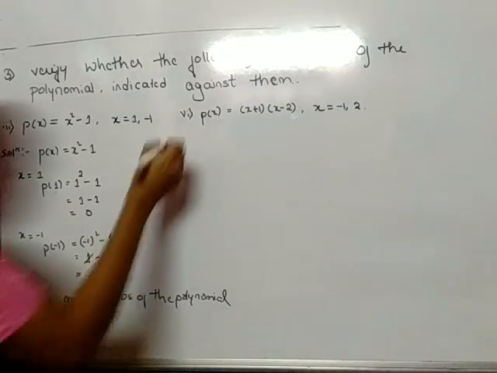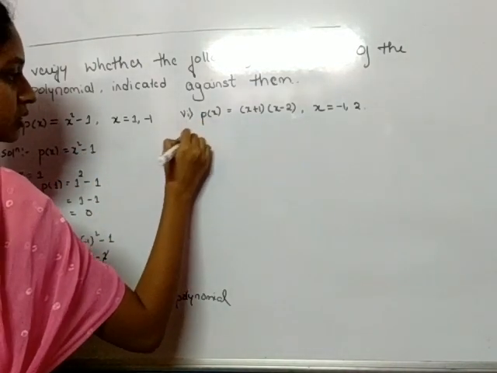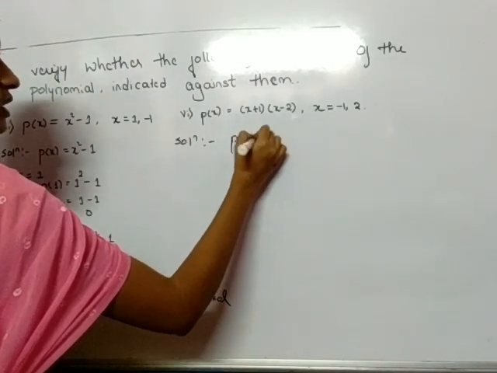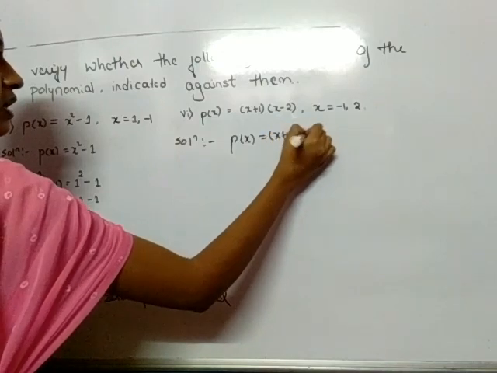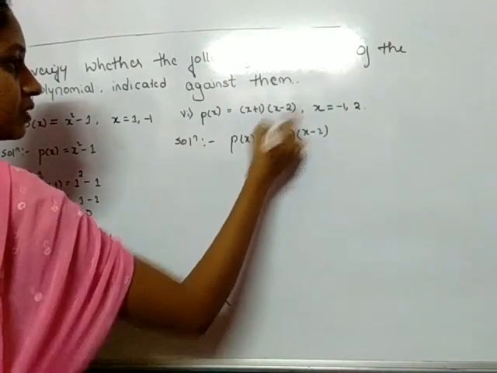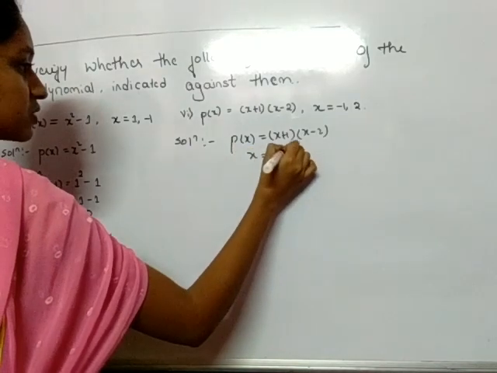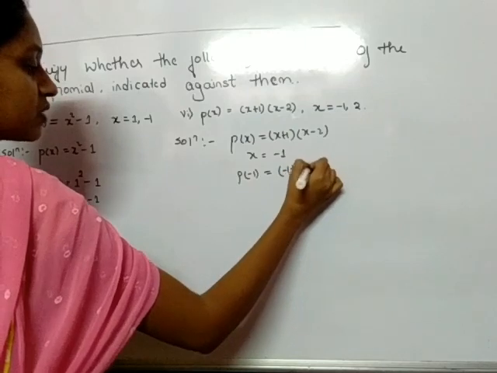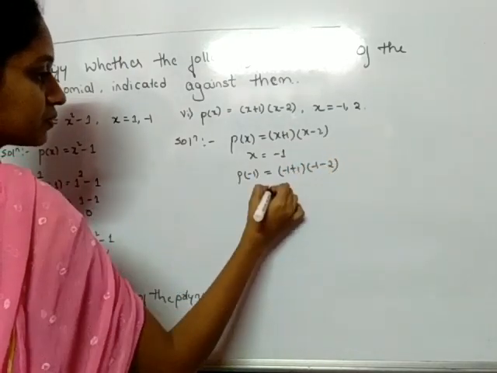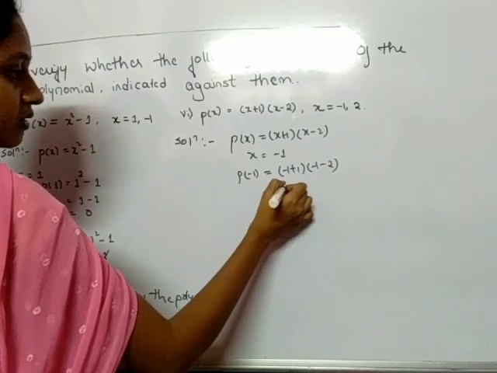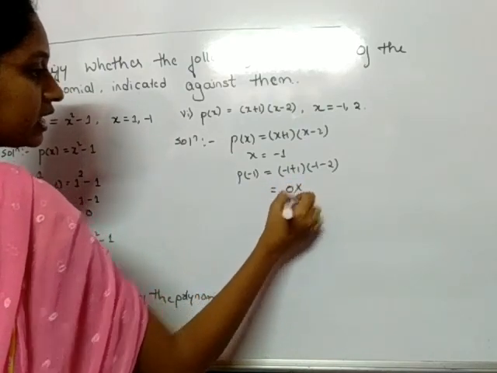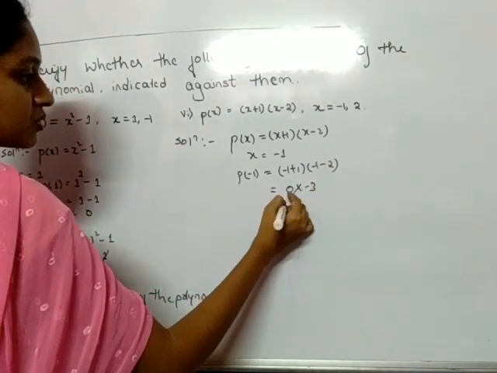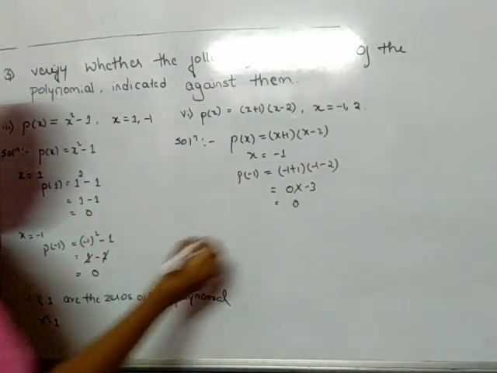Right? Okay. For fifth one, they have given the polynomial, that is x plus 1 into bracket x minus 2. We'll substitute x value for minus 1 first. So P of minus 1 is equals to minus 1 plus 1 into minus 1 minus 2. Minus 1 plus 1, it is 0, and again into minus 1 minus 2 is minus 3. So 0 into 3 will get 0.